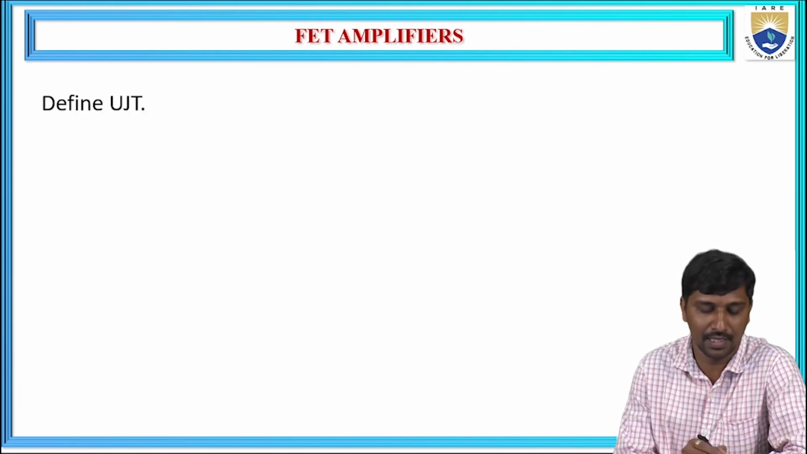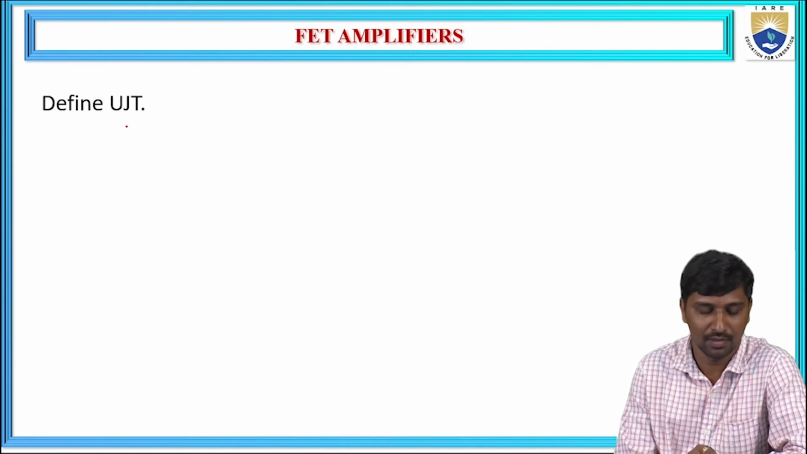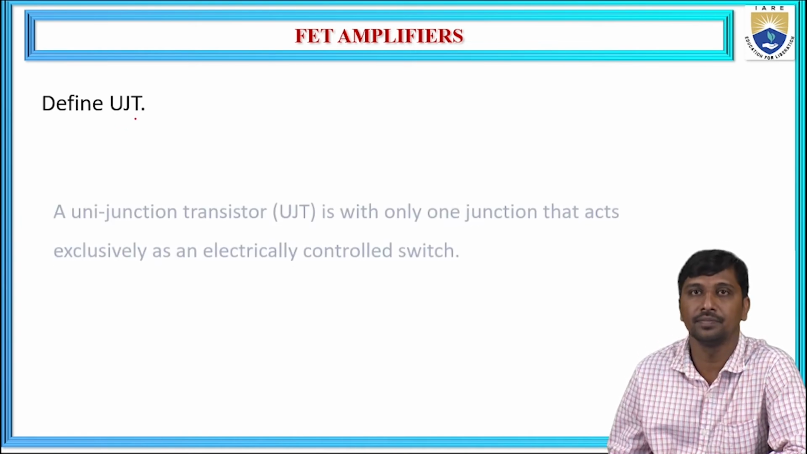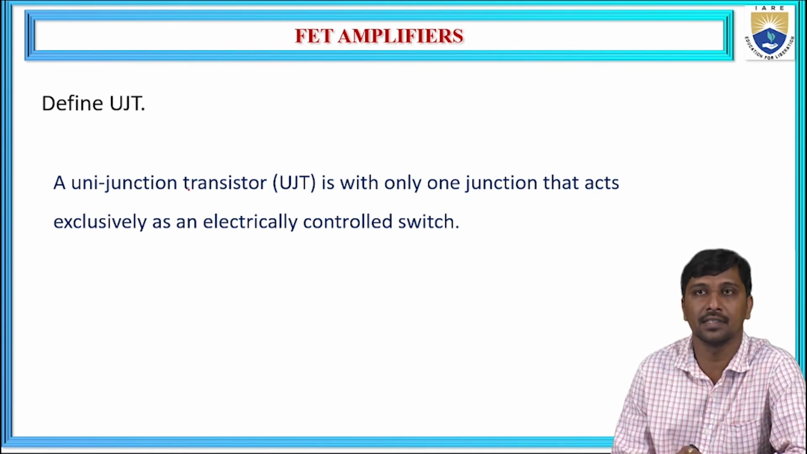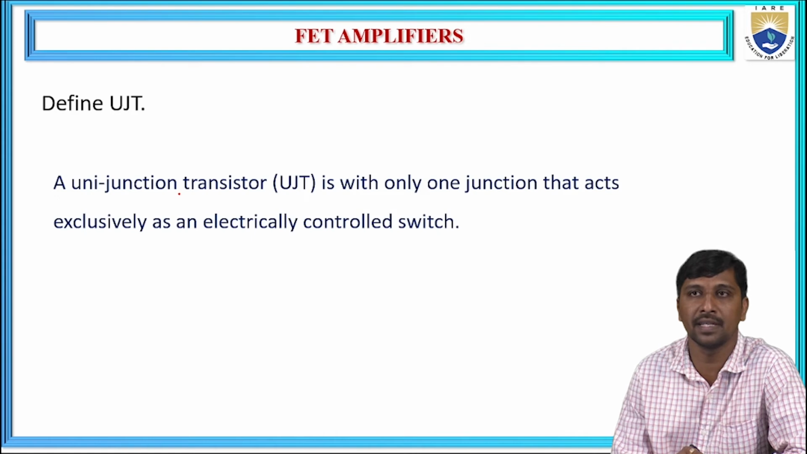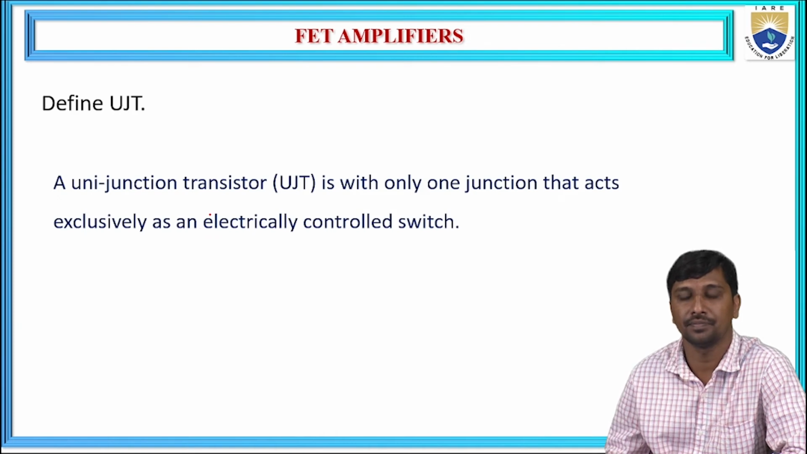Next, another special type of transistor is the UJT. So define UJT. The UJT abbreviation is unijunction transistor, meaning it contains only one PN junction. In most cases it acts as a switch.